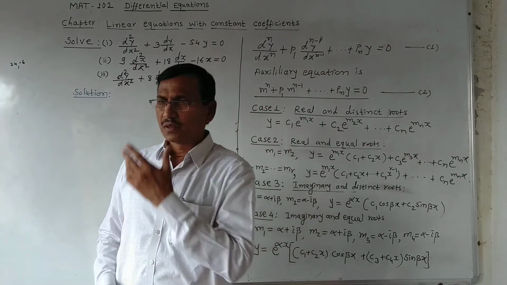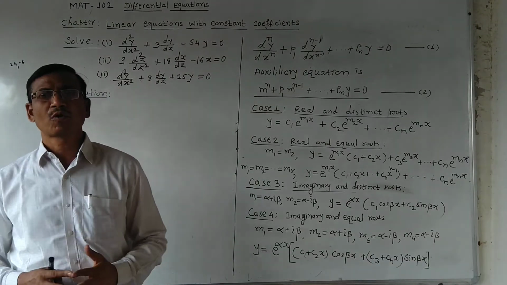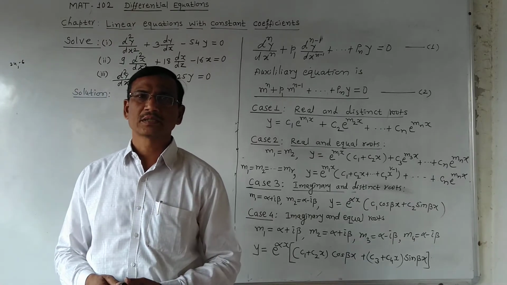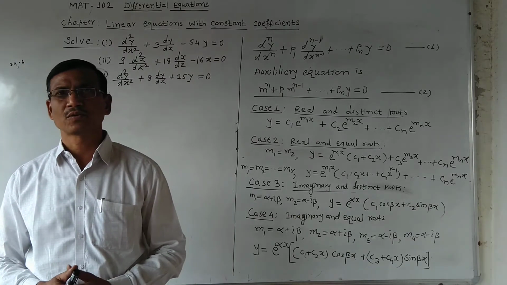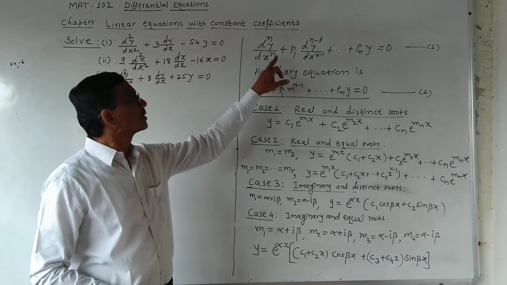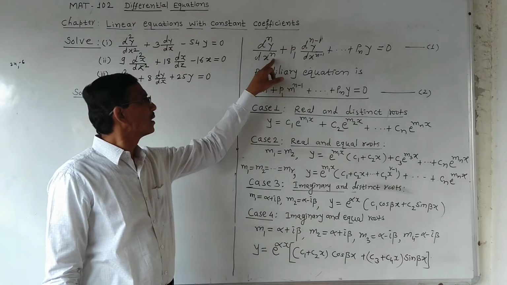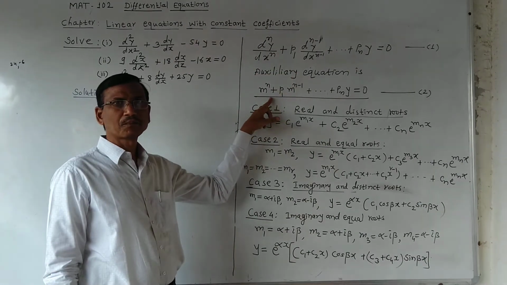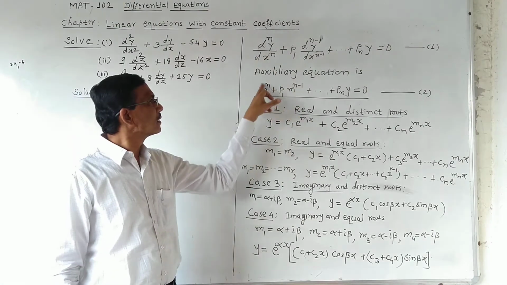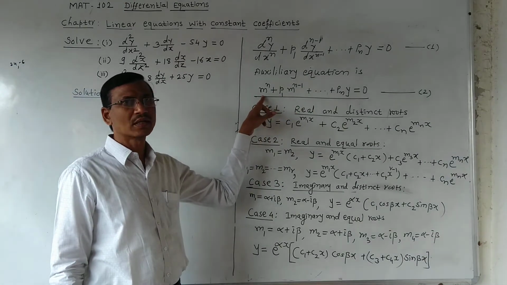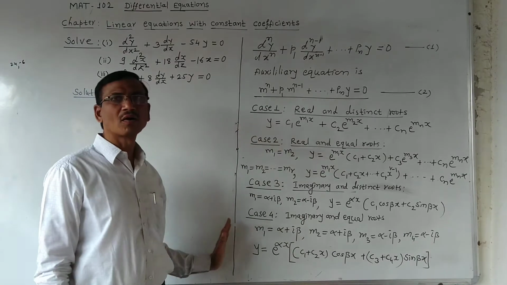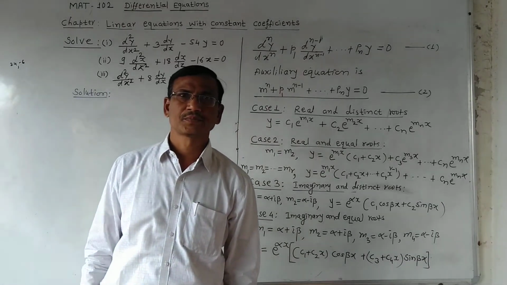Today we shall solve problems on linear differential equations with constant coefficients and second member 0. That means the right hand side is equal to 0. In the last lecture we have seen that if this is a given equation, then write its auxiliary equation, whose degree is n. Therefore, this is an nth degree polynomial equation. Therefore, it has n roots, and according to the category of roots, we have written these four cases.